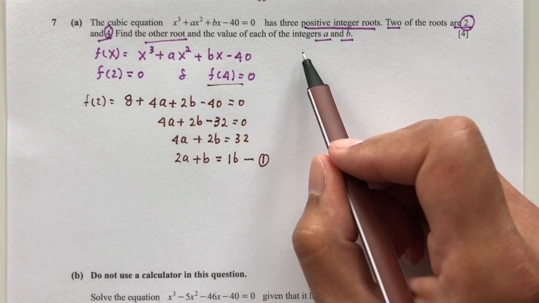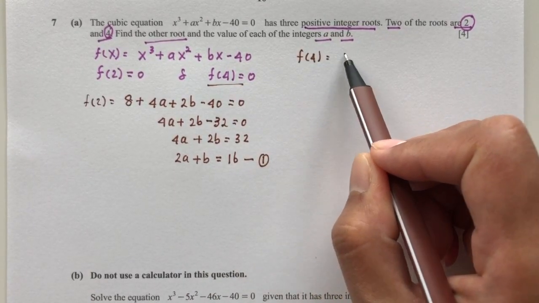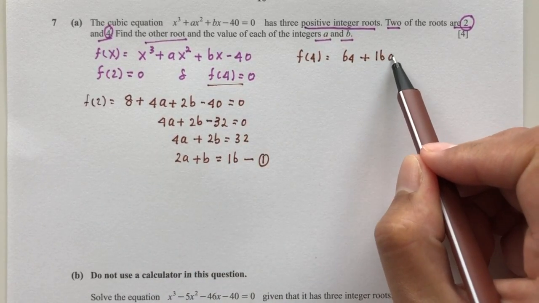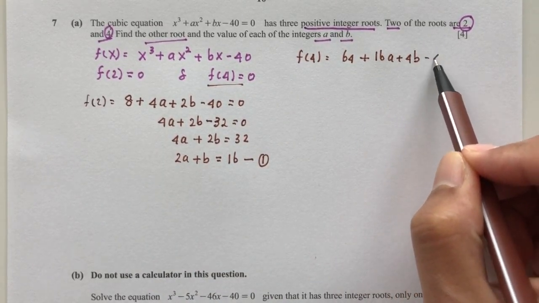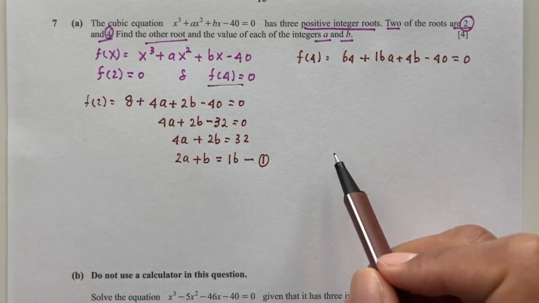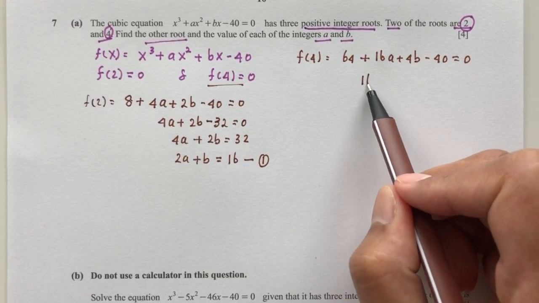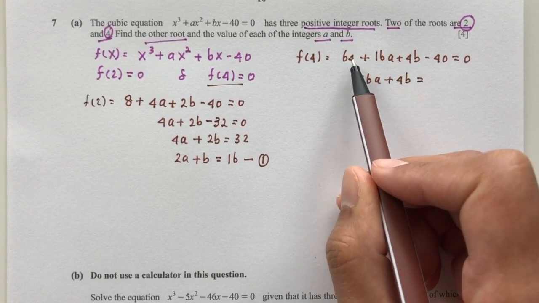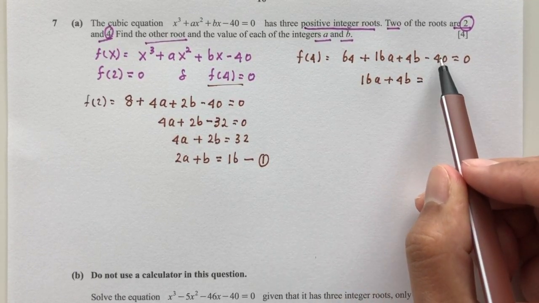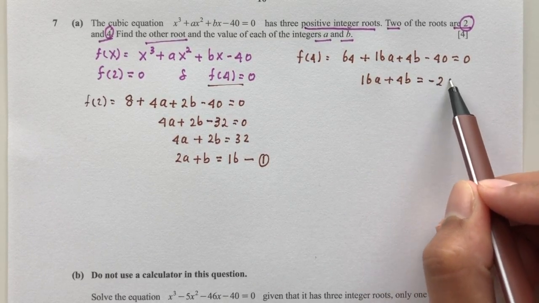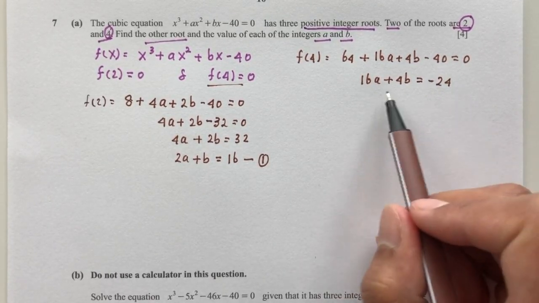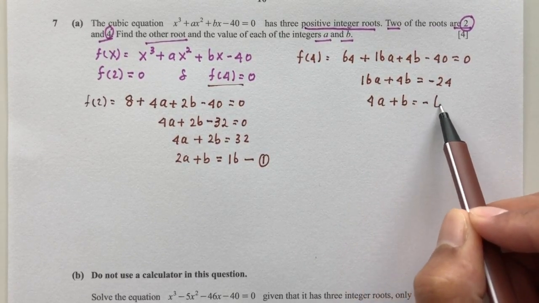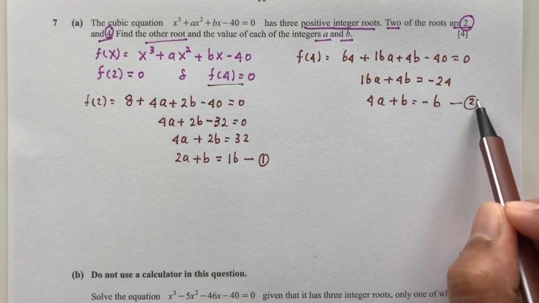Now for this one, same steps. F of 4, you will have 64 plus, replace, you will have 16a plus 4b minus 40 is equal to 0. Now you can simplify, you will have 16a plus 4b equal to, so 64 minus 40 is 24. You send this to this side, they become minus 24. Now divide by 4 everywhere, you will have 4a plus b equal to minus 6. This is equation number 2.